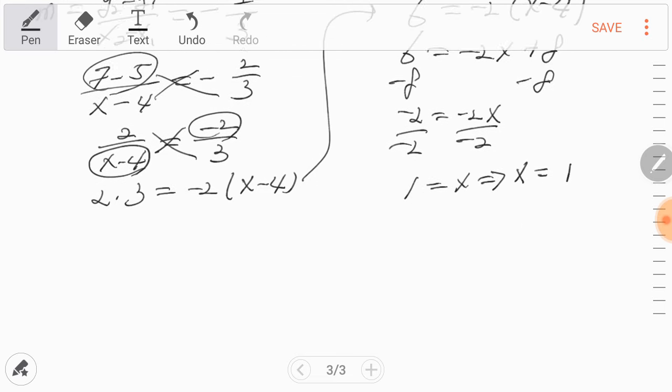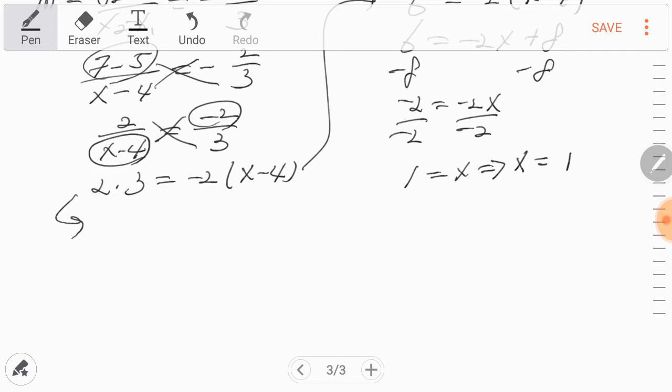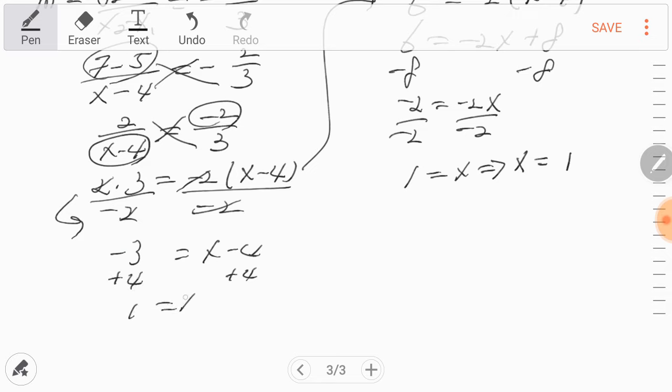Okay, from here, can we try a different method? Yes. From here you can divide each side by negative 2. Then x minus 4 equals, cancel out, negative 3. Plus 4 on each side. Then x equals 1. So the x coordinate of the second point is 1. We get the same answer as before.